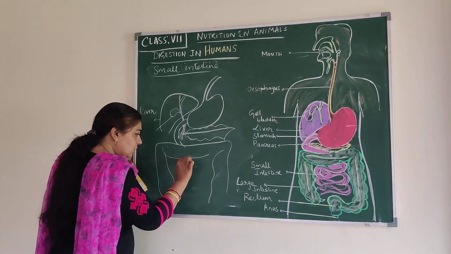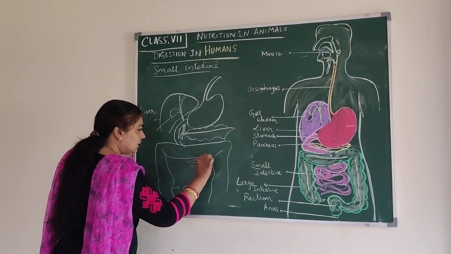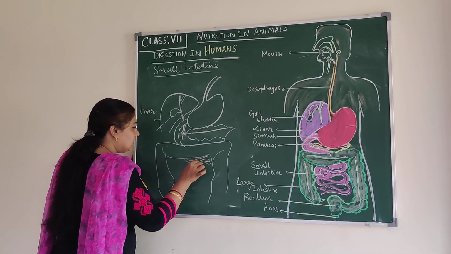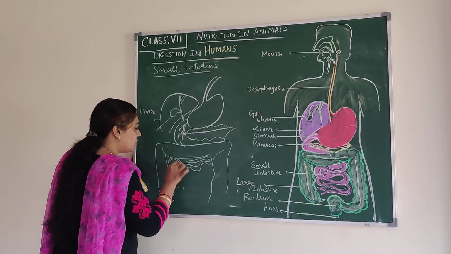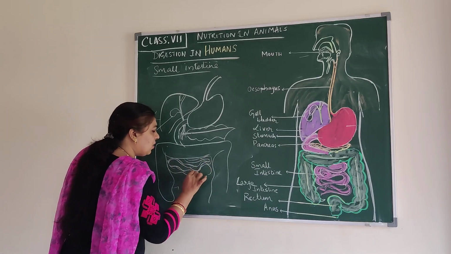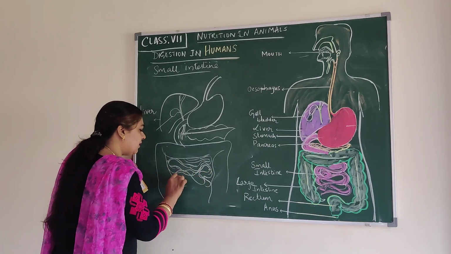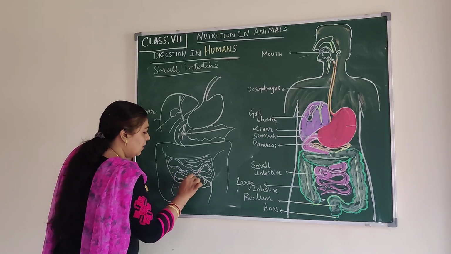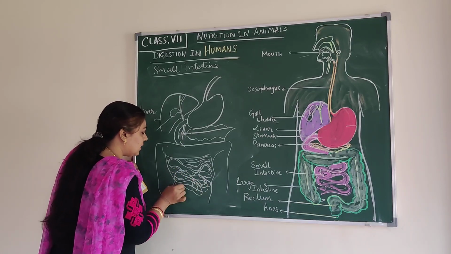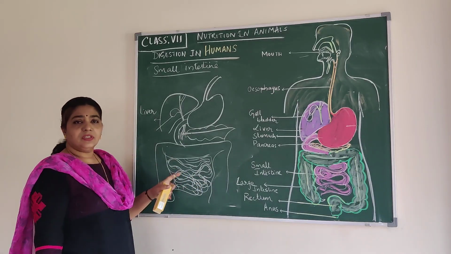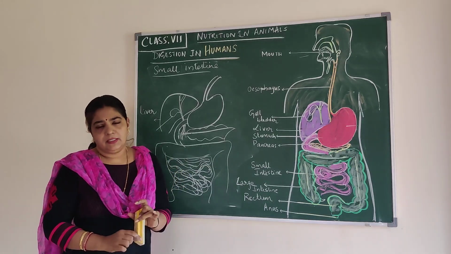Okay, so it just goes behind the large intestine, and as it is 7 meters long, it gets highly coiled. It gets nicely coiled and compactly arranged. Okay, so this is our small intestine.